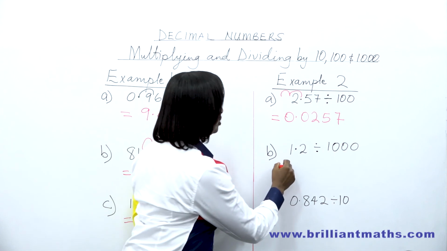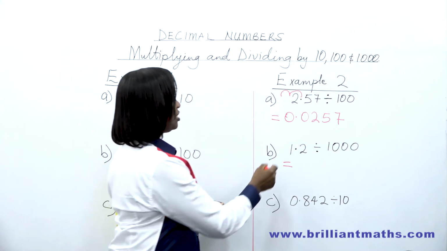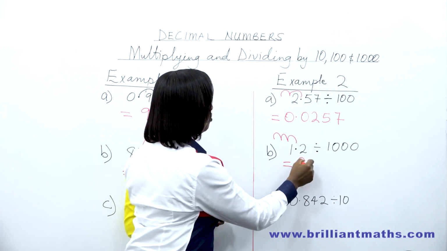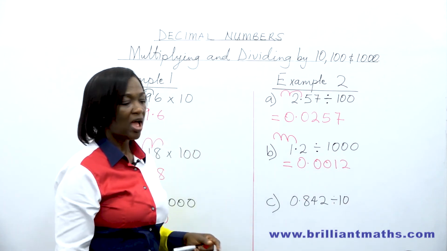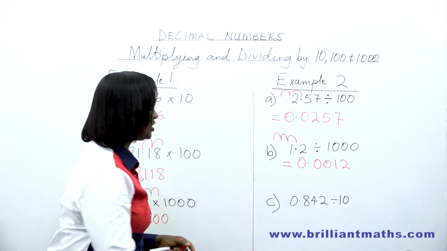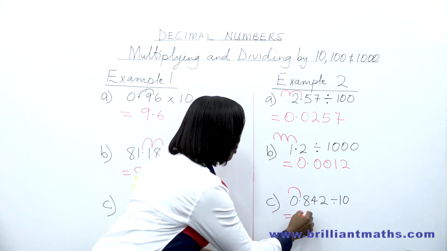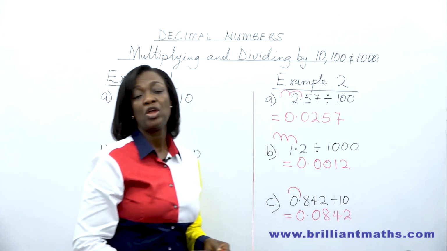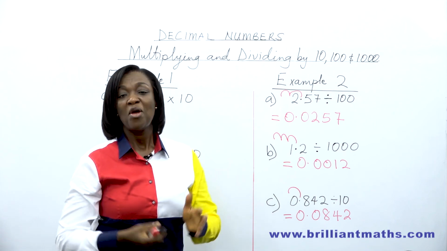For the second one, 1.2 divided by 1,000, 3 loops, 1, 2, 3. So it becomes 0.0012. And for the third one, 0.842 divided by 10 becomes just 1 loop, 0.0842.